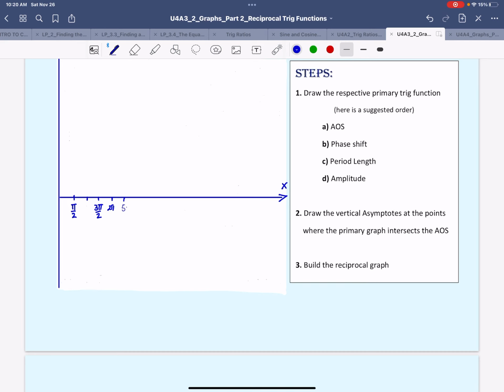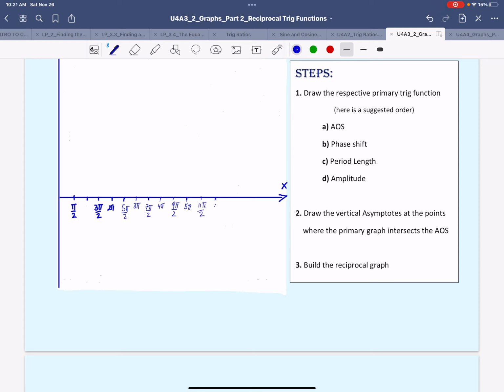I'm going to make this a little bit thinner. 6 pi over 2 or 3 pi, 7 pi over 2, 8 pi over 2 or 4 pi, 9 pi over 2, 10 pi over 2 or 5 pi, 11 pi over 2.